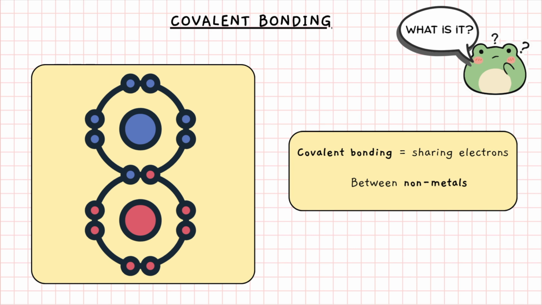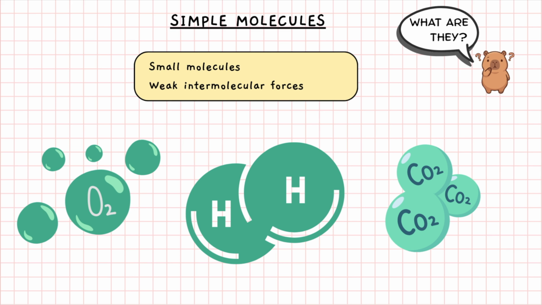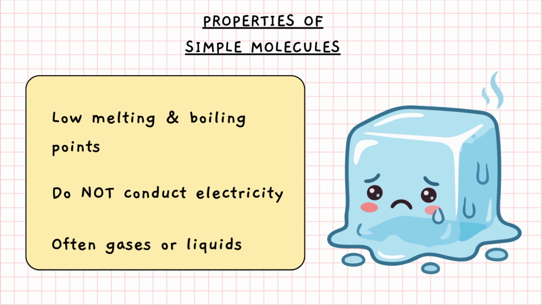Covalent bonding is different. Instead of transferring electrons, atoms share electrons. This happens between non-metals. Some covalent substances form small molecules like hydrogen, oxygen, or carbon dioxide. These molecules are small and separate from each other, and the forces between them are quite weak. So because the forces are weak, they have low melting and boiling points. They do not conduct electricity, and many are gases or liquids.